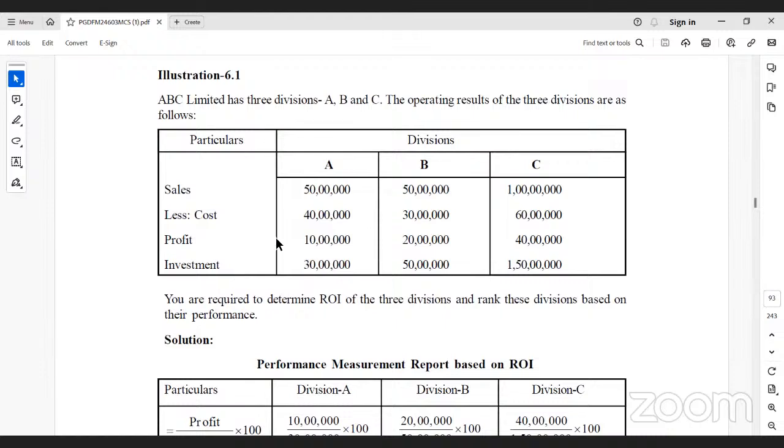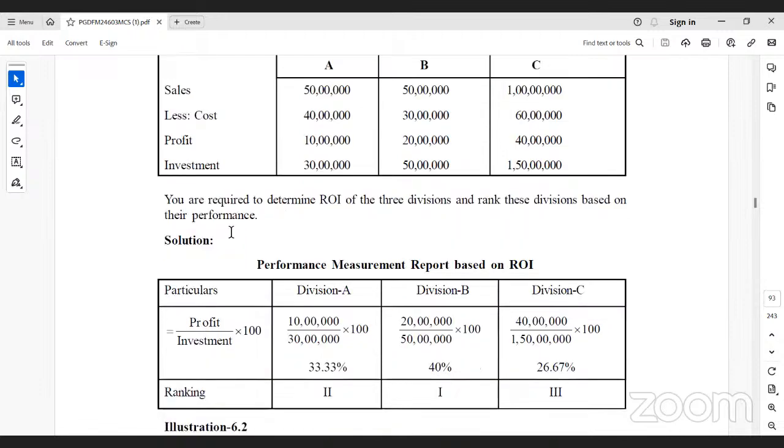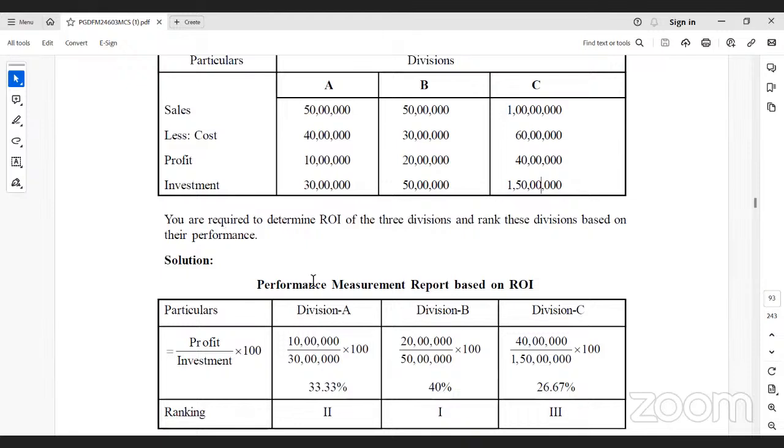This is the capital investment. Division A required 30 lakh rupees, division B 50 lakhs, division C 1.5 crores, right? So we are required to calculate the ROI of these divisions and rank them based on this performance. Naturally, what we can do is follow this ROI method, return on investment.